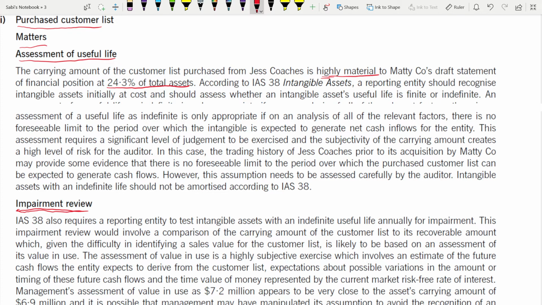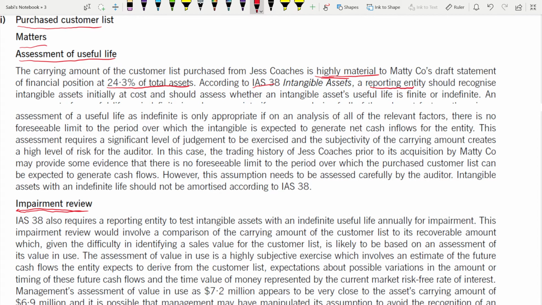I'm sorry, it is highly material, yes, because it's more than 5%. Okay. So which standard are you using? Immediately start using the standard. It is IS 38, intangible assets. According to IS 38, what should the entity do?